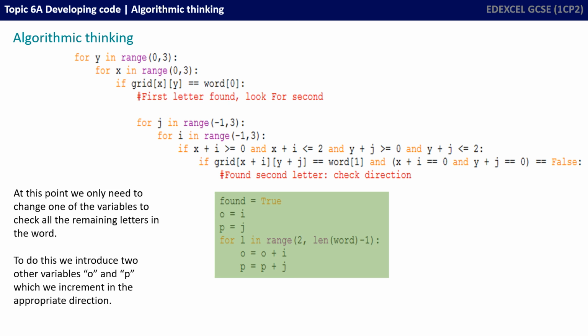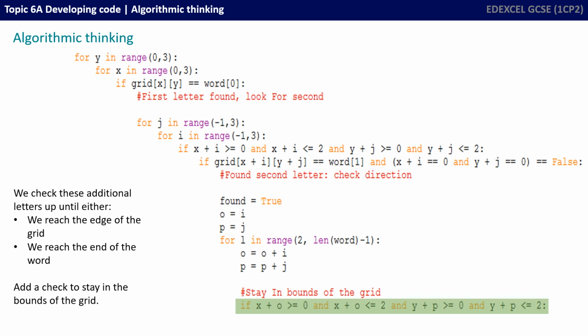So we introduce two new variables o and p, which are then going to be incremented in the appropriate direction so we can check the other letters. And we're going to check up until either we reach the edge of the grid or we reach the end of the word we're looking for. So we introduce a statement that makes sure we stay within the bounds of the grid, and then we can check if the letter in the grid matches the letter in the word.